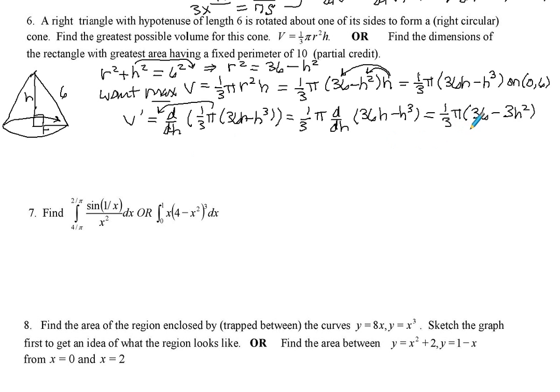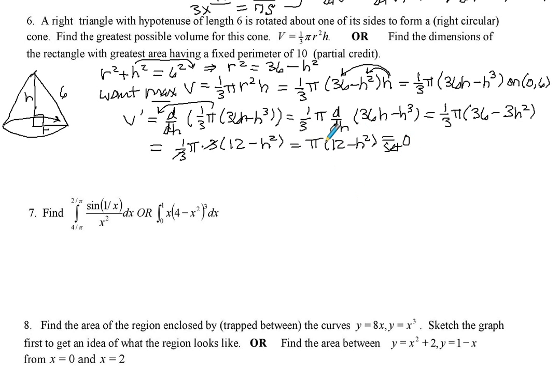And now we want to factor the greatest common factor out of here and set it equal to 0. So this is going to equal 1/3 pi. Let's see, 3 goes into 36 12 times, so we can factor a 3 out of there, minus, factor the 3 out of here, h squared is left. And these 3's would cancel. So our derivative is pi times 12 minus h squared. And then you set your derivative equal to 0.